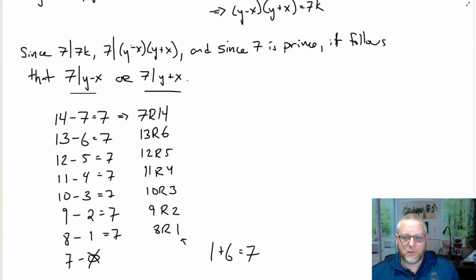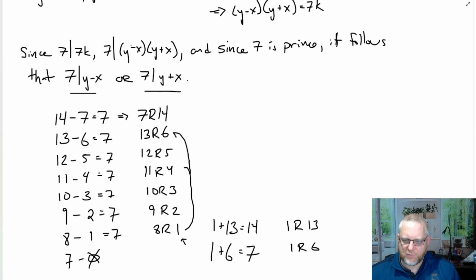Right? But if I also take 1 plus, is there any other number from 1 to 14? Sure, 1 plus 13. I also get a multiple of 7. But wait a minute. That tells me then that 1 is related to 13 and 1 is related to 6. If 1 is related to 8, 1 is also related to 6, and 6 is related to 13.